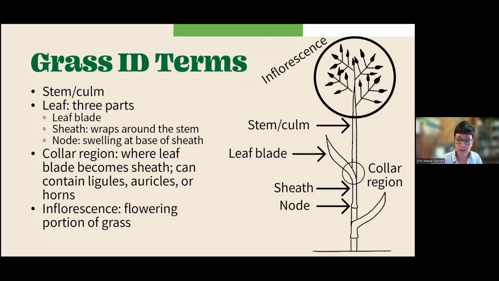It's important to be able to differentiate between when you're looking at a stem or a sheath, because sometimes there are different characteristics, colors, and hairs that you can find on different parts of that. So being able to differentiate between them is important. This area right here where the leaf blade becomes the sheath is a region we call the collar region. We're going to look for some identification characteristics in there. That can be ligules, auricles, and horns. We'll talk about those on the next slide. And then that whole top portion of the grass is called the inflorescence. That's the flowering part of the grass. And we'll look at that in a second too.